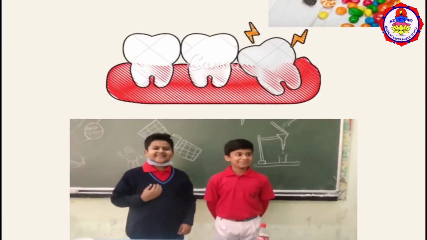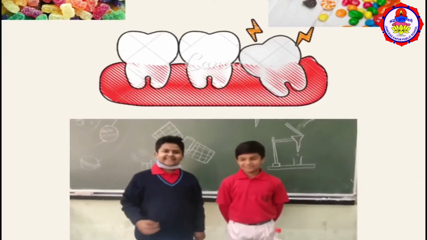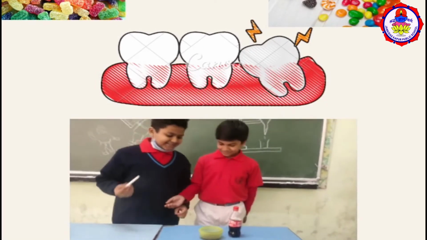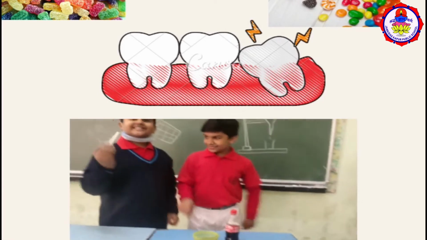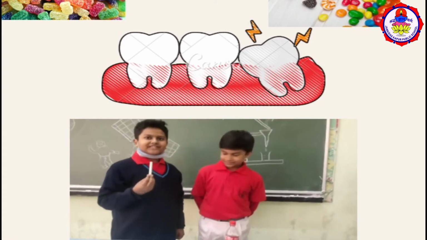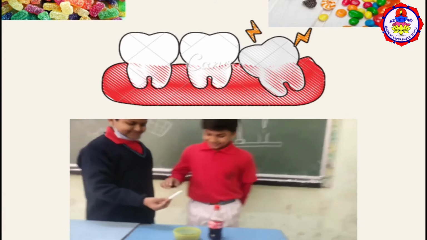So today I, with my class 4B, will show you an experiment on tooth decay. He is my partner Shisham. So let's start. Now this is a chalk made of calcium and this is coke. We will put this chalk in the coke.